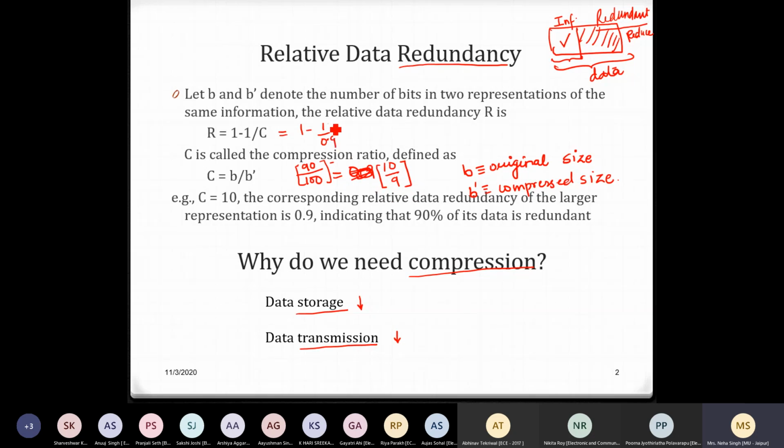Right? So I have here 9 by 10. This is 1 minus 9 by 10, which is nothing but 1 by 10. It means 1/10 of the data was redundant. So I could have reduced by 1 by 10. This much amount of information, this much amount of data was irrelevant. I could have reduced that so as to achieve a compression ratio of 10 by 9. Right?